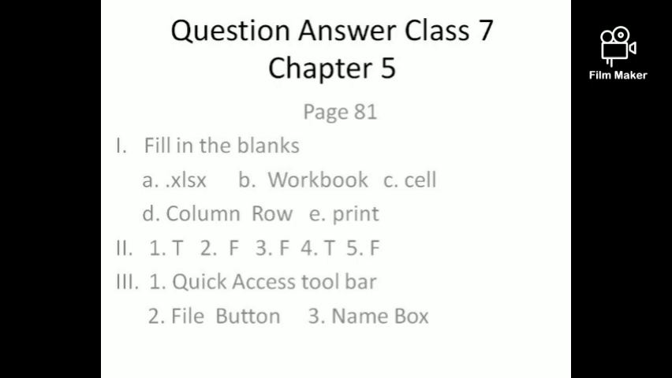Number 4, a cell is referred as column letter followed by a row number. Column is a letter and row is a number. That exactly is mentioned over here.